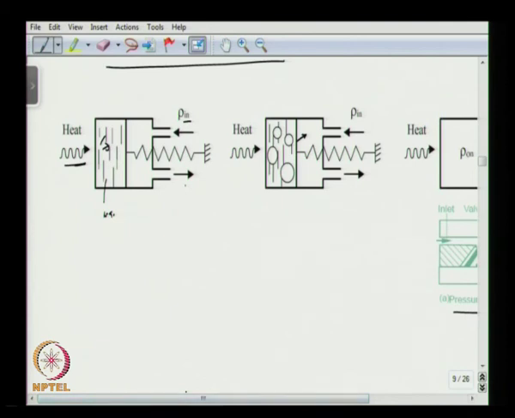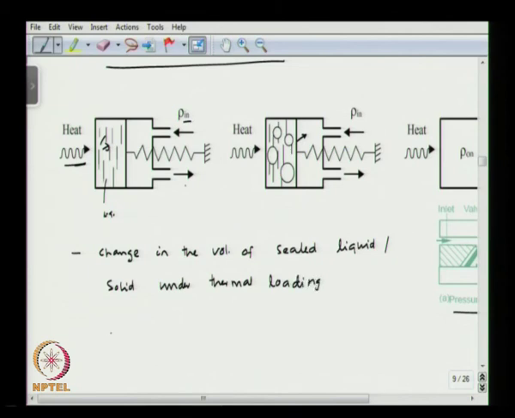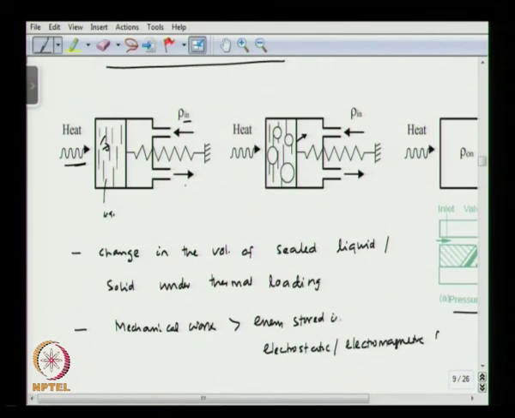So, what are the characteristics? We are basically relying on change in the volume of a sealed liquid or solid under thermal loading. And in this case the mechanical work is greater than the energy stored in electrostatic or electromagnetic field.